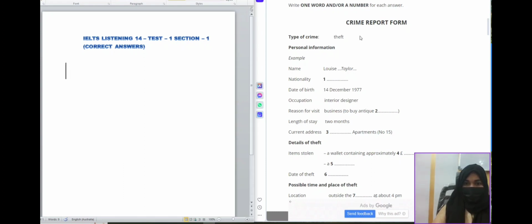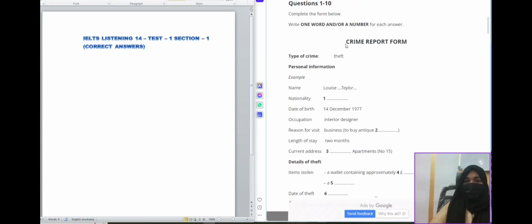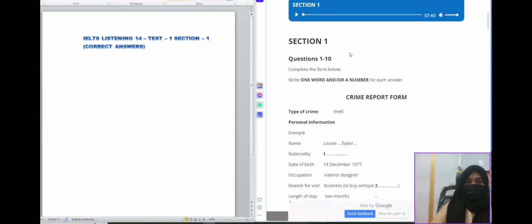Type of crime, theft. Okay, theft. Personal information. Here the person is asking this person for personal information, because here a crime has occurred. What crime? It's a theft. I'm going to play the audio. Be careful. Listen.